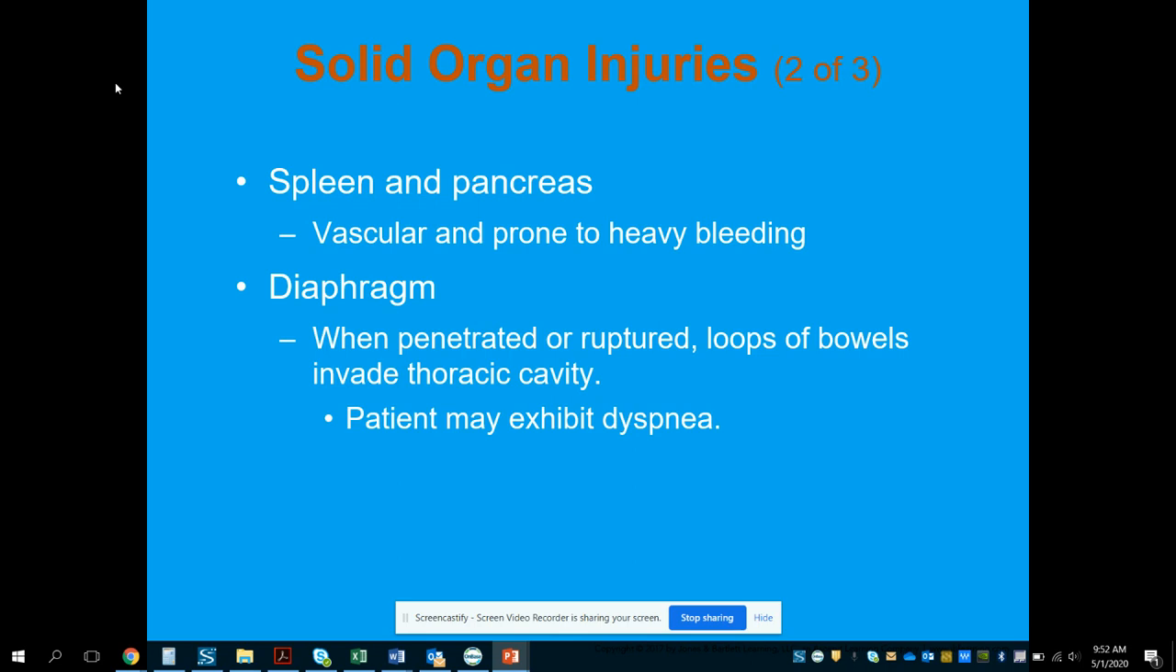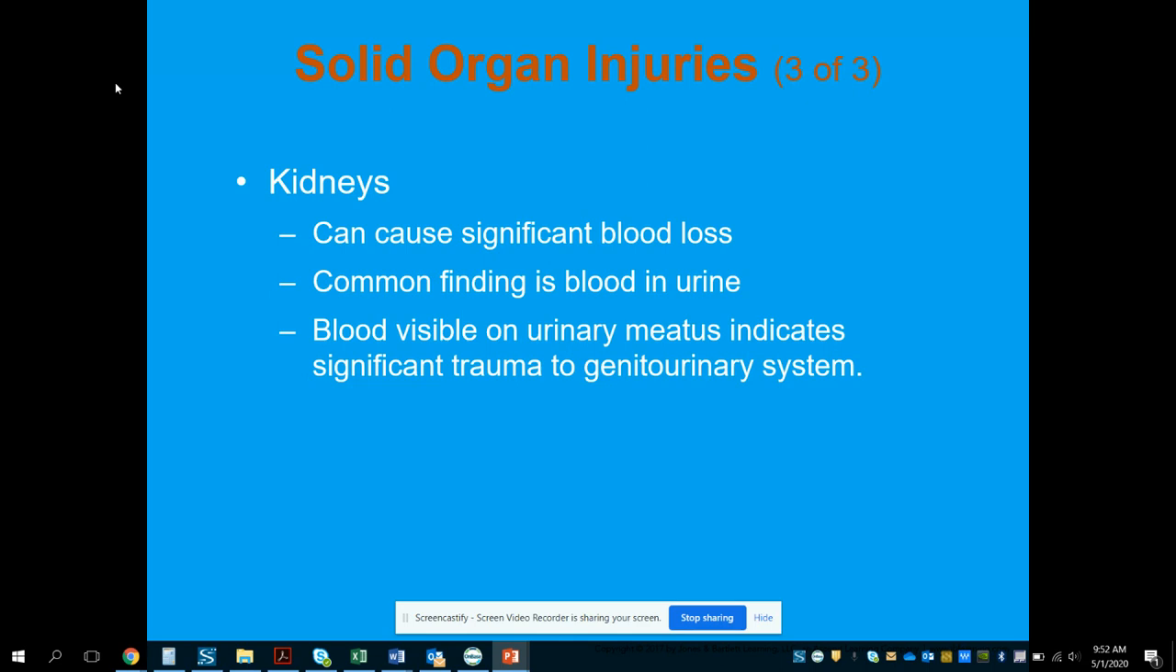Looking at the diaphragm, when it is penetrated or ruptured, the loops of the bowel can actually move up into the chest cavity. That can cause a lot of difficulty breathing, so be very alert to that as well. If your patient is showing signs and symptoms of difficulty breathing from an abdominal injury, this could be what has happened here. The kidneys can cause a lot of blood loss.